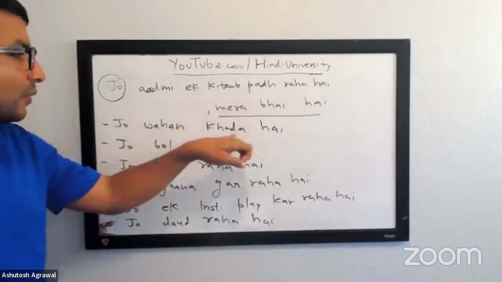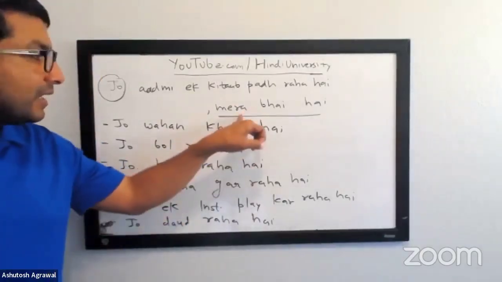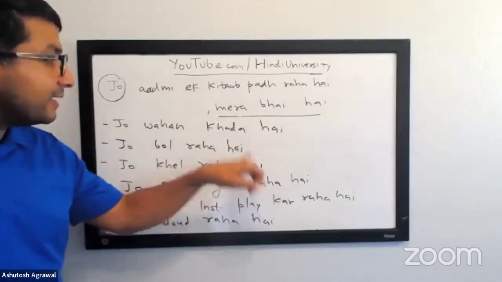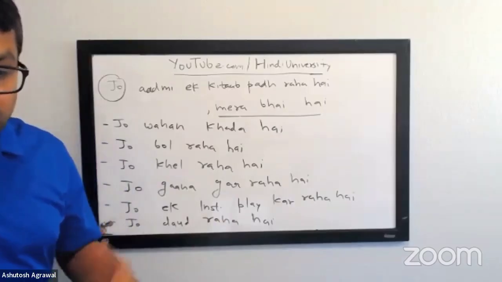Okay, आदमी जो वहां खड़ा है एक बड़ा प्रोफेसर है. Okay, आदमी जो बोल रहा है एक पॉलिटिशियन है. Okay, आदमी जो सॉकर खेल रहा है एक फेमस सॉकर प्लेयर है. Now you can change it as well.